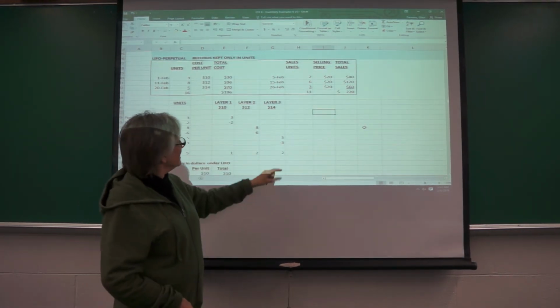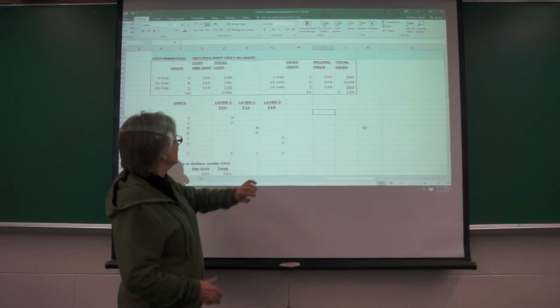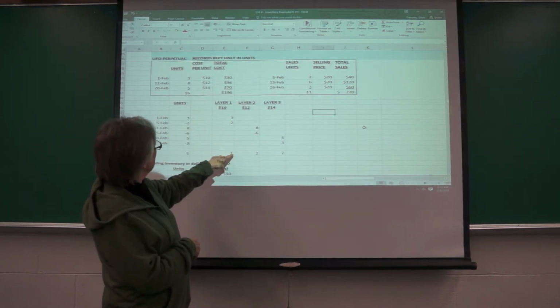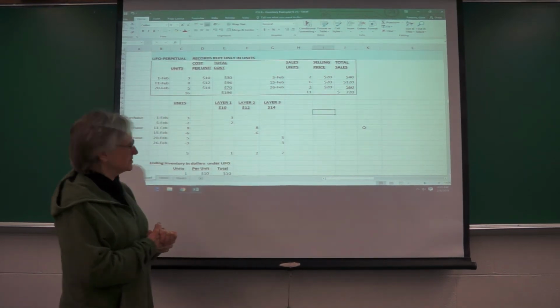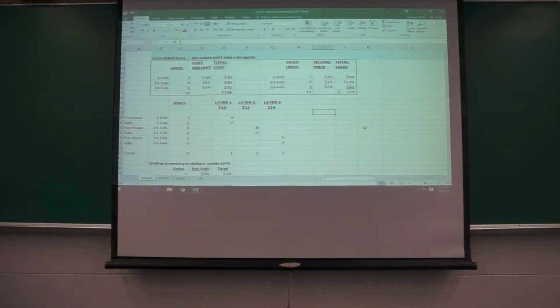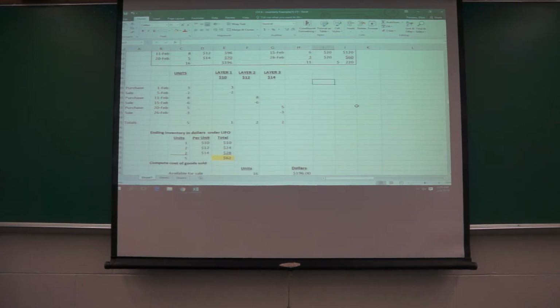Out of the most recent layer. So 5 minus 3 is 2. So when we total this up, we've got 1 left at 10, 2 left at 12, and 2 left at 14. So that's how we compute our ending inventory under LIFO, just in units only.